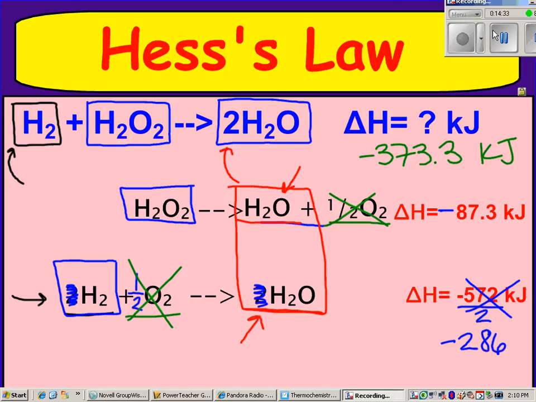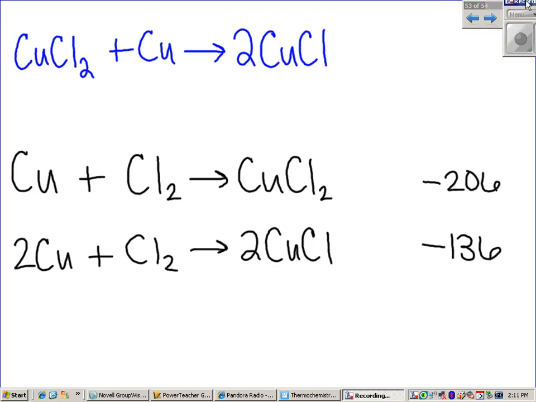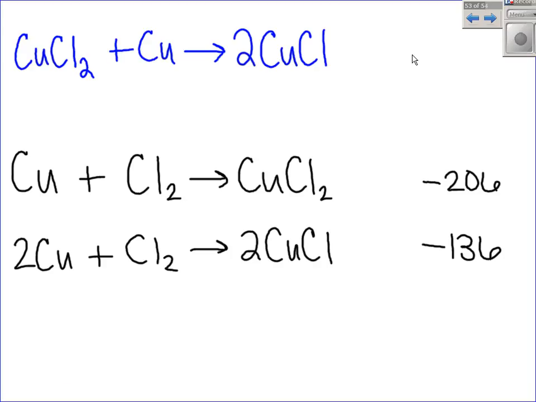Let's go ahead and do one more together. This will be our last example for Hess's law. Notice that I have the equations written. The equation on the top written in blue is our total equation. This is the equation we're trying to calculate the total enthalpy for.